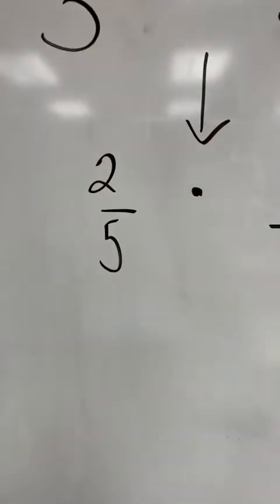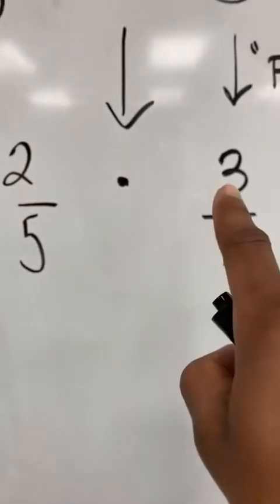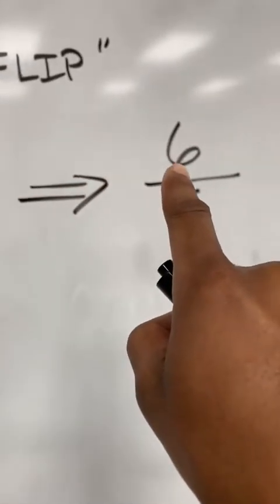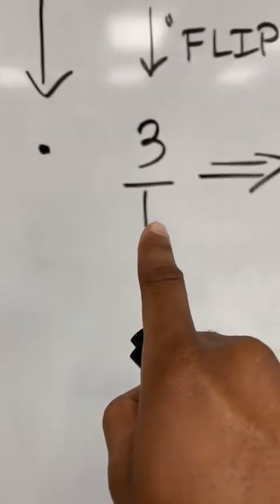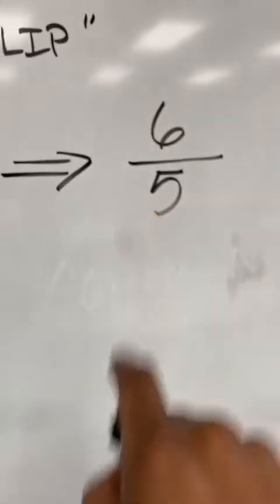So we multiply straight across. 2 times 3 equals 6. See that? Straight across. You go to the bottom, go straight across. 5 times 1 equals 5. That's the answer, 6/5.